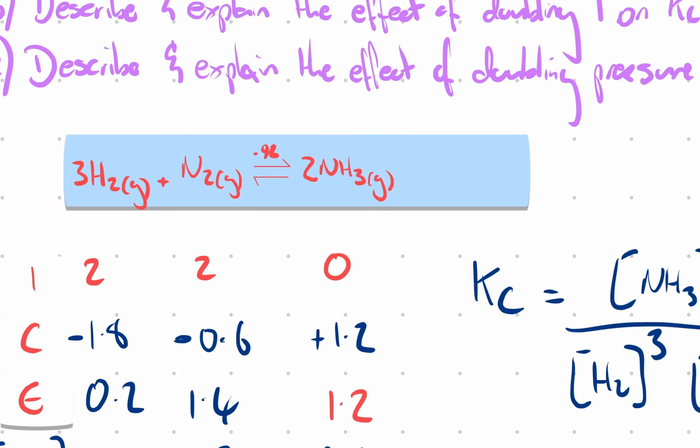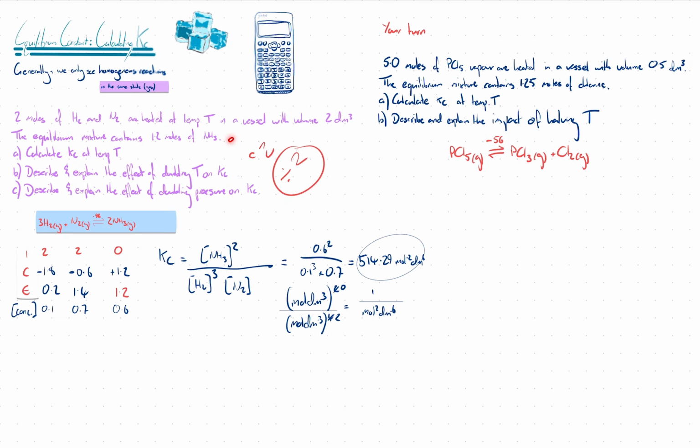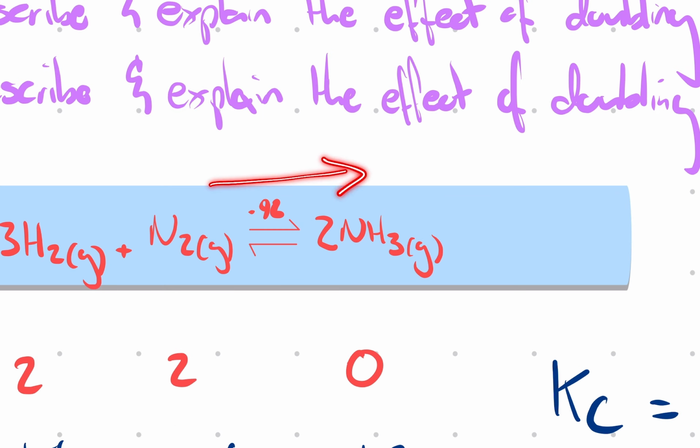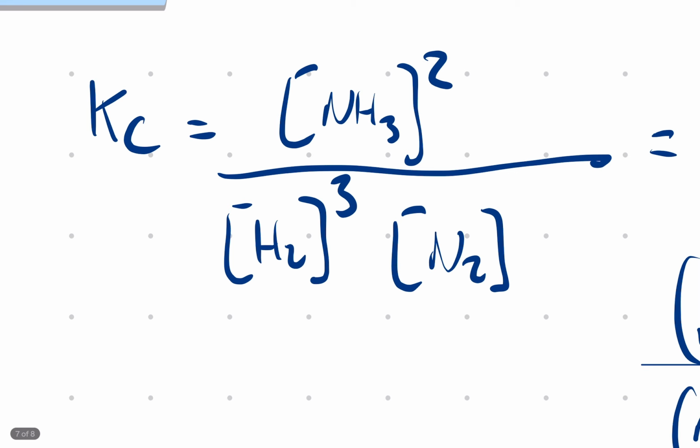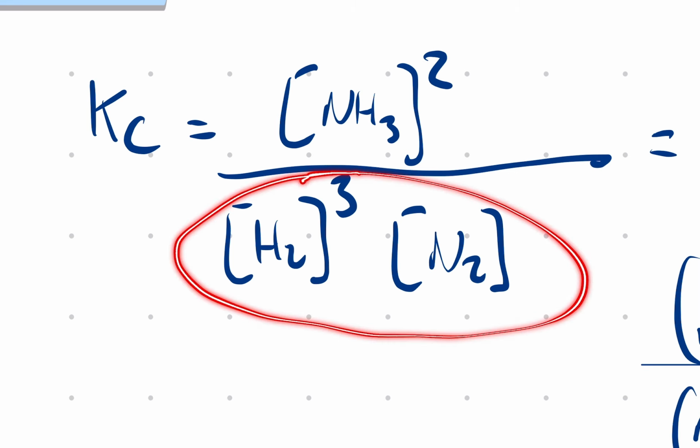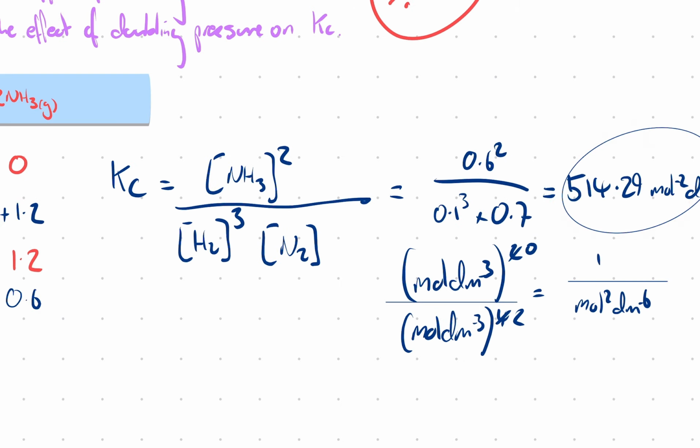Next. Describe and explain the effect of doubling T on Kc. So here what we need to think about is which way our equilibrium is going to shift if we double temperature. Our forwards reaction, we're told, is minus 92, so our forwards reaction is exothermic, while our backward reaction will be equal and opposite, so endothermic. If we increase the temperature, our reaction shifts to the left-hand side, to the endothermic side. Now, if our reaction shifts to our reactants, that will make this number bigger, which means we're dividing by bigger numbers, which will mean our final value is smaller.